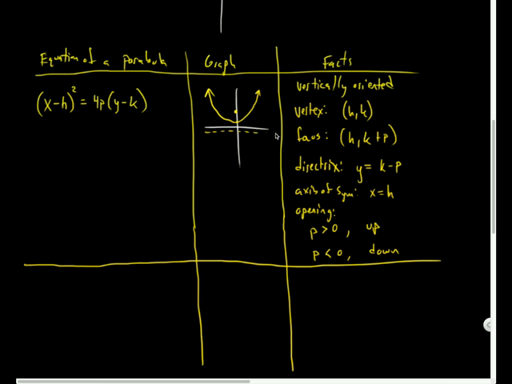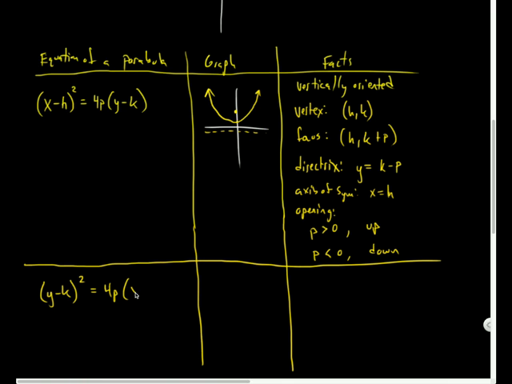However, since these aren't necessarily functions, actually I don't think any conic section is a function besides a 45-degree rotated hyperbola, which can technically be a function. But all of the other ones don't pass the vertical line test. And since these aren't functions, we can actually have a sideways parabola.